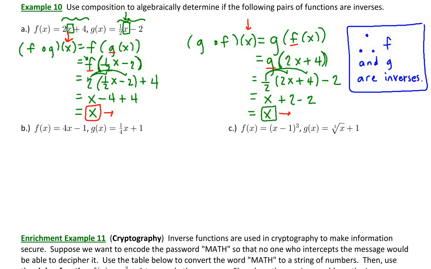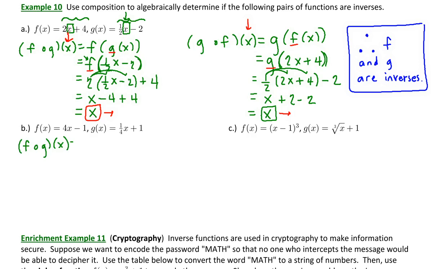Now, just looking at these two functions, using our intuition, you might observe this one multiplies by 4, this one divides by 4. Those are opposite operations. Also, this one subtracts 1, this one adds 1. They seem to be opposites. So if I were using my intuition, I might say, yeah, they kind of look like inverses. But we want to prove it algebraically. So let's see what happens when we compose these two functions.